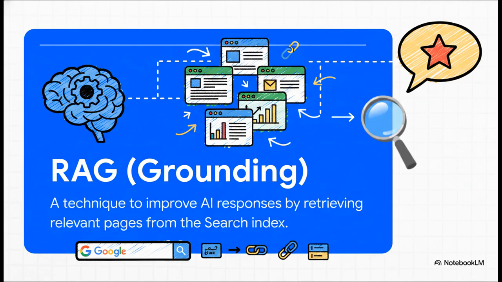And here's the kicker. It shows prominent, clickable links to the web pages that supported its answer. That means if your SEO is strong, your page is exactly what the AI uses to ground itself.